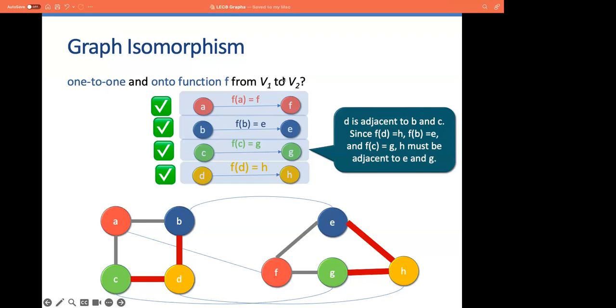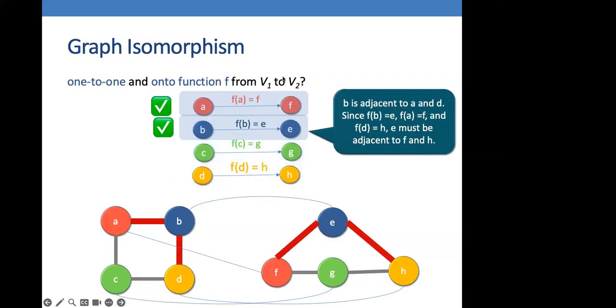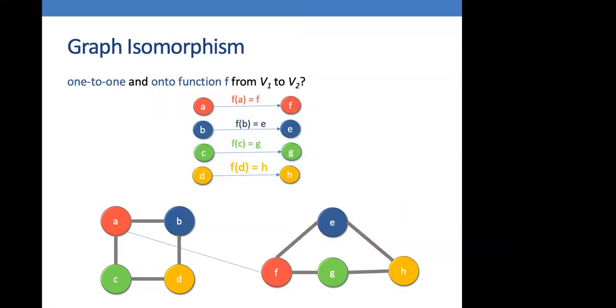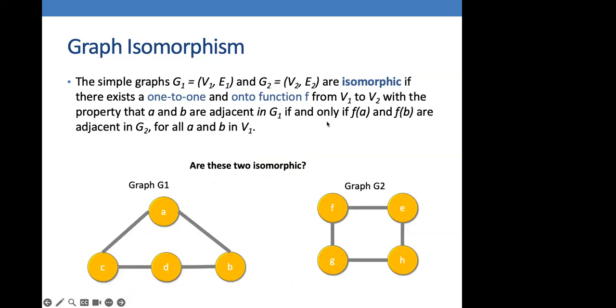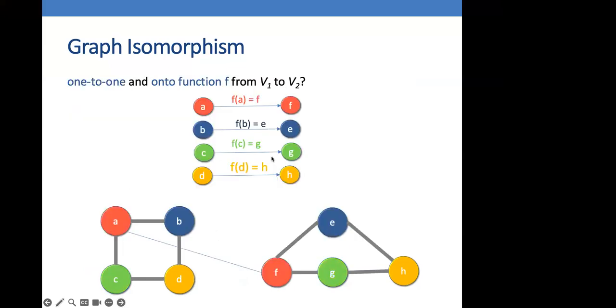from V1 to V2 such that every edge in graph G1 is also the same with graph G2, or that if A and B are adjacent in G1, then f of A and f of B are also adjacent in G2. So we have proven all of those.